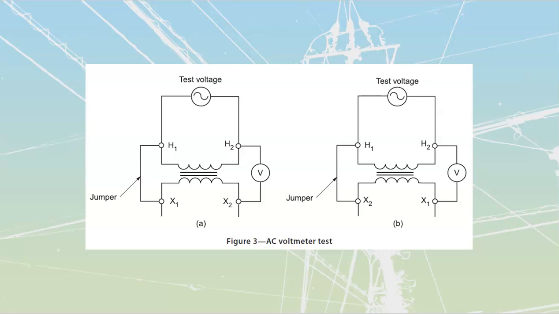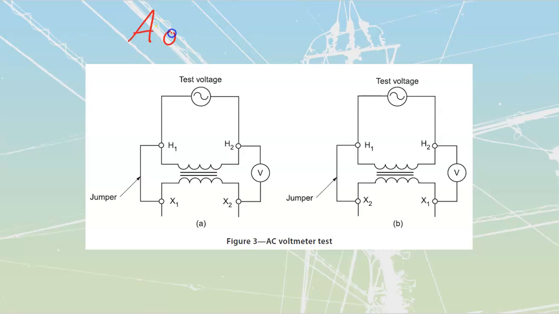We've got two main methods to test for whether something is going to have an additive or subtractive polarity. If I don't know which one it's going to be, I'm going to have to do some testing. And the testing has two main types. We've got the AC voltmeter test, which is basically an autotransformer.